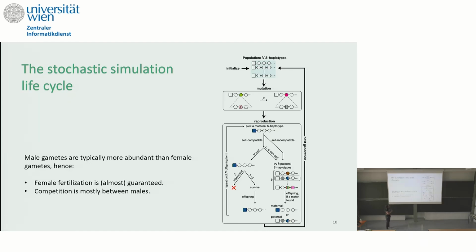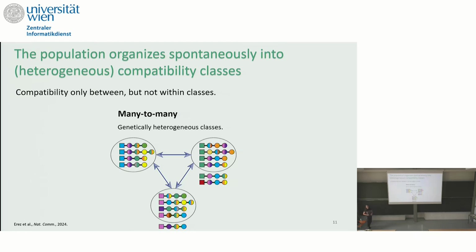So another important thing here is that by allowing multiple fertilization attempts, we actually represent an asymmetry in the abundance of male and female gametes, which is actually the situation in nature. And that means that the female is almost guaranteed to be fertilized, because we allow it multiple attempts to find a partner, and the competition on matching is mostly borne by the males, competing between one another on finding compatible females.